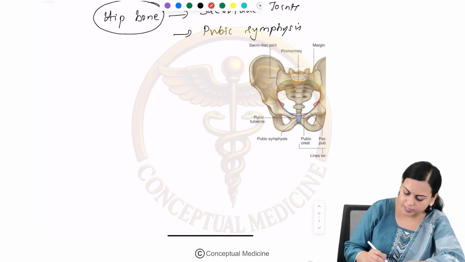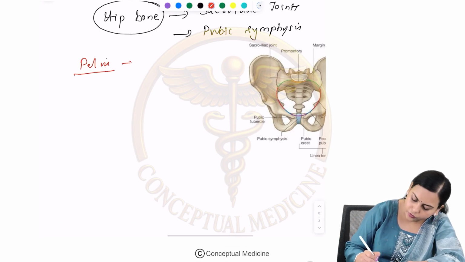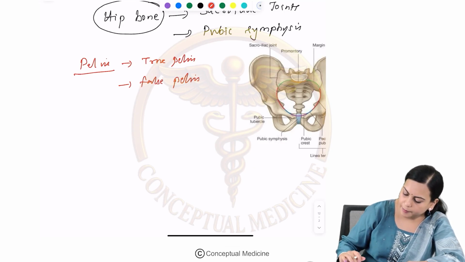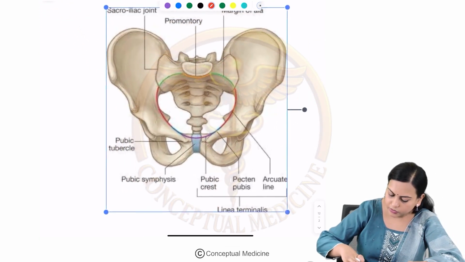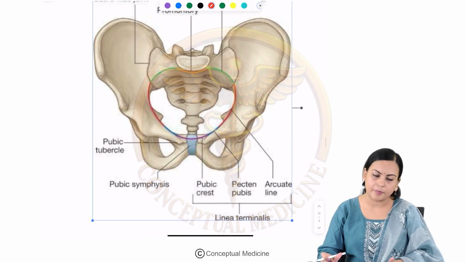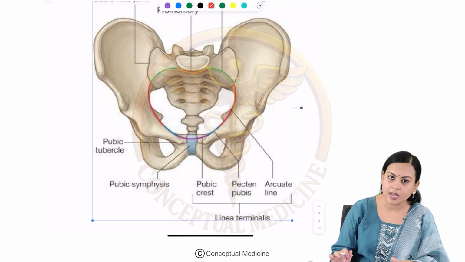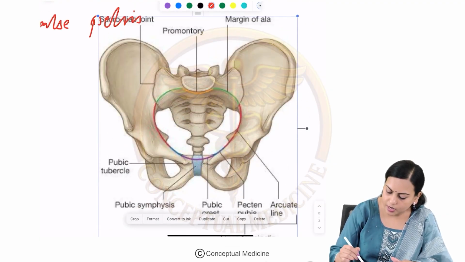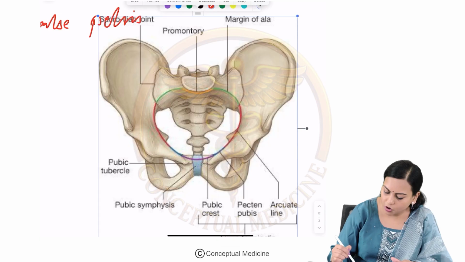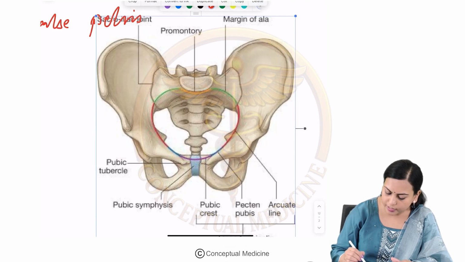Now pelvis is divided into true pelvis and false pelvis by a line that is passing through these regions. This region is known as the pelvic brim or the linea terminalis. It starts from the sacral promontory, then it passes through the margin of the ala, it comes through the arcuate line, then the pecten pubis, pubic crest and pubic symphysis, then pubic tubercle.